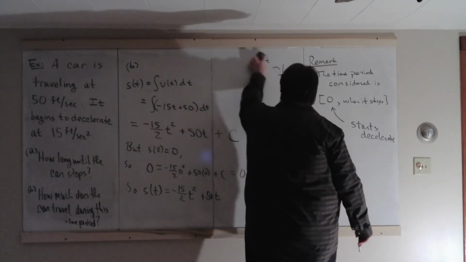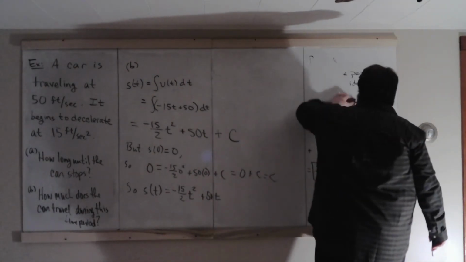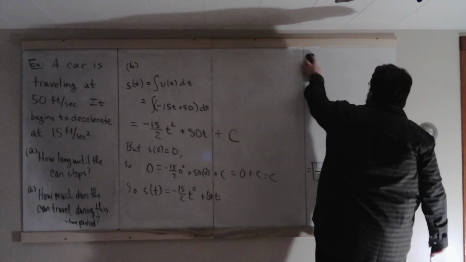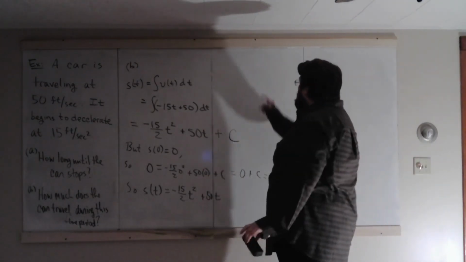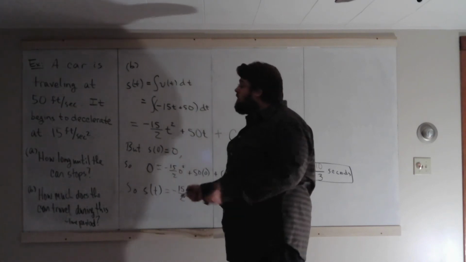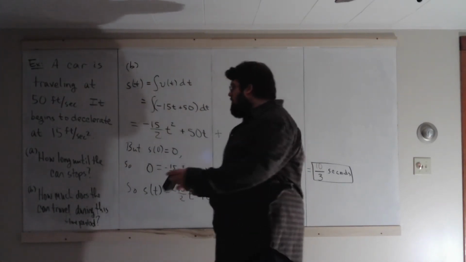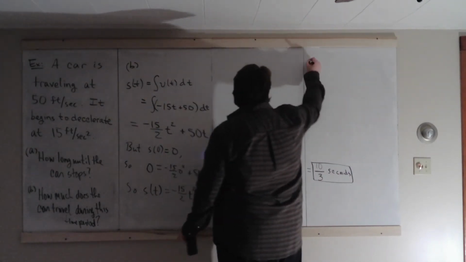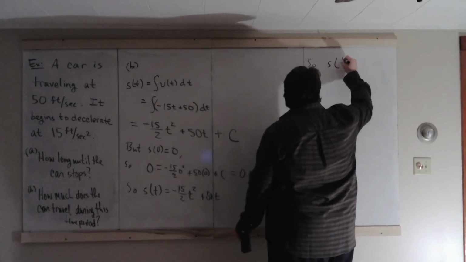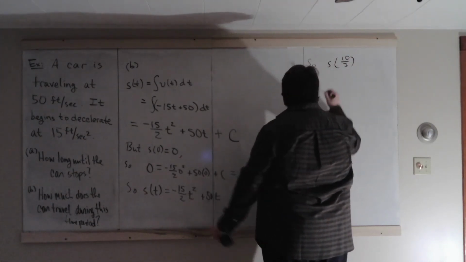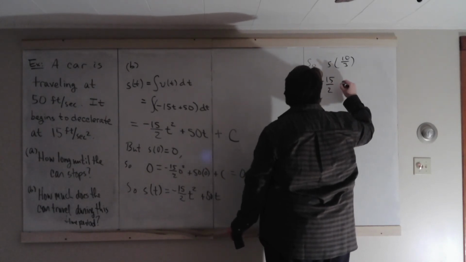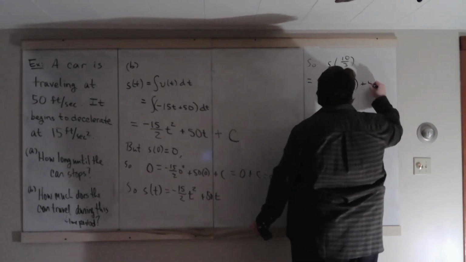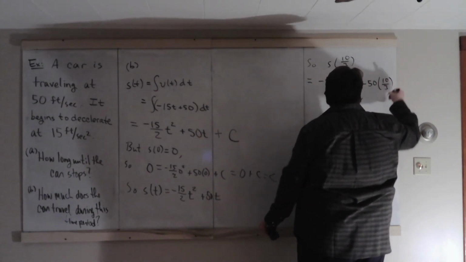But this question didn't ask us to find the position function. It asked us how much does it travel in the time it takes to stop. Well, we already defined position 0 to be 0, so what we really need is s of 10/3 minus s of 0, but since that's 0, all we need is s of 10/3. So s of 10/3 equals what? Negative 15 halves times 10/3 squared, which is 100 over 9, plus 50 times 10/3. Let's just add those together.